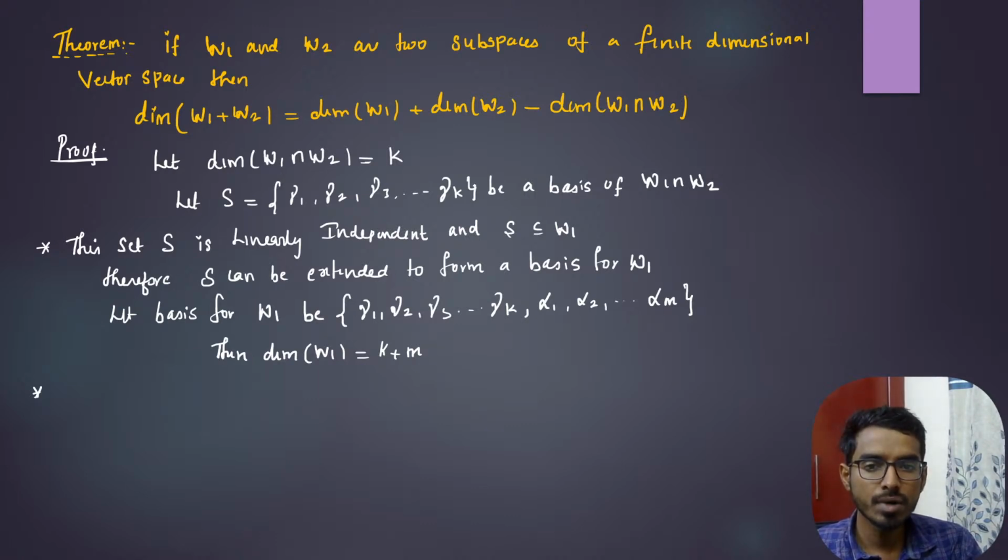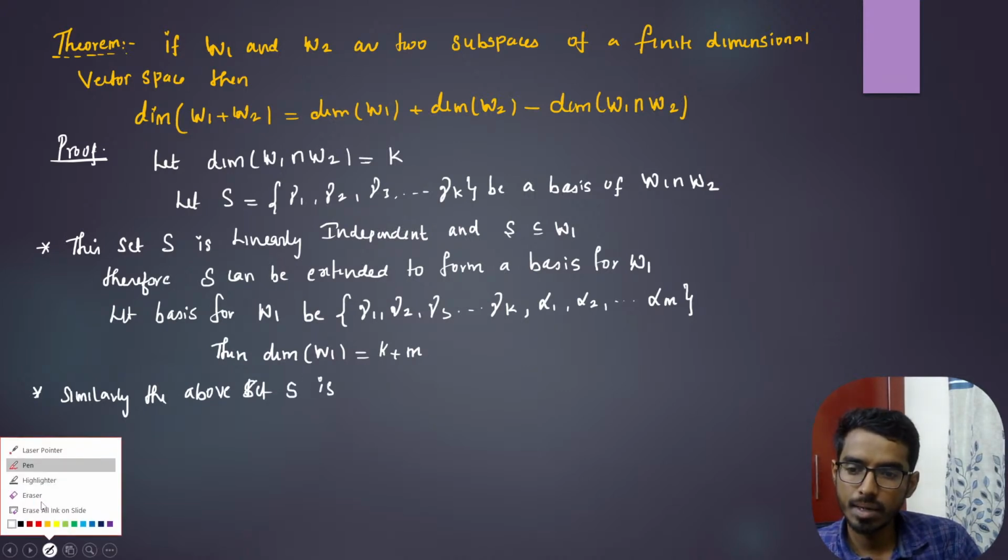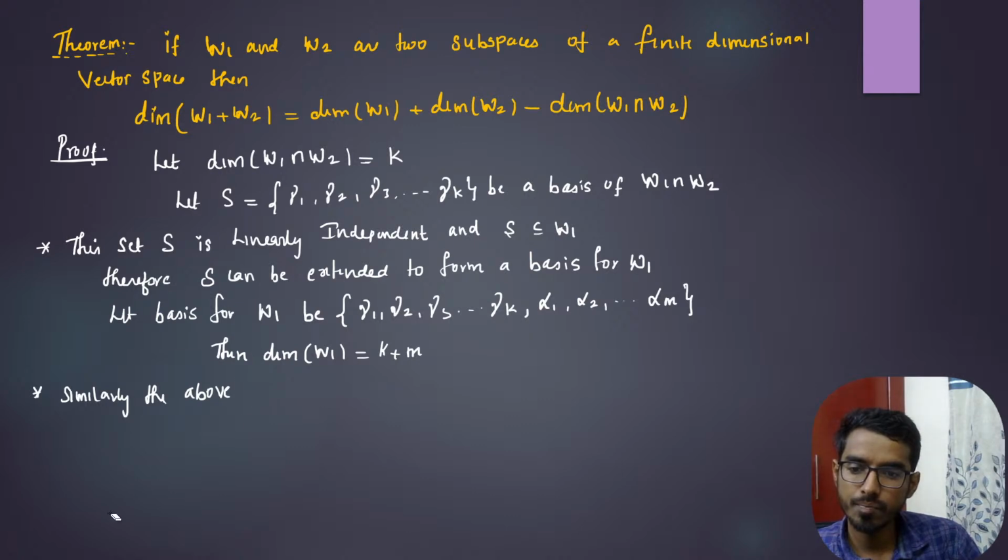Even though it is not a basis for W2, these are linearly independent vectors. I can add some vectors so that these vectors will be a basis for W2, right? Similarly, the above set S is contained in W2, because this S is in W1 intersection W2.